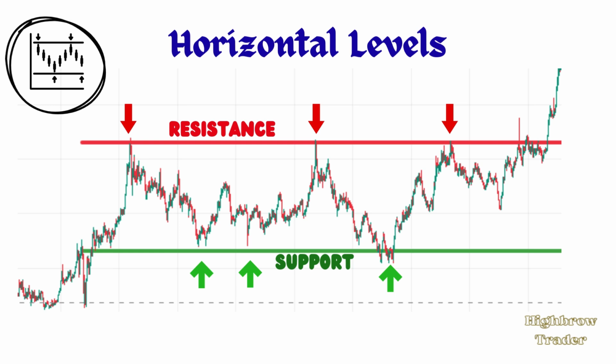Horizontal support and resistance are the simplest and most widely used. They are drawn across previous highs or lows where price reacted strongly. These levels act like solid floors or ceilings in the market. They're especially effective in sideways or ranging markets. Refer to the image to see how horizontal levels are drawn and respected.